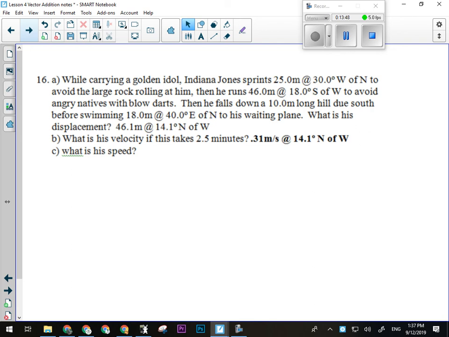Okay. We actually use this part of this movie several times throughout the course. When we talk about inclined planes, we'll also do a question where he's outrunning the big round ball, big round rock.